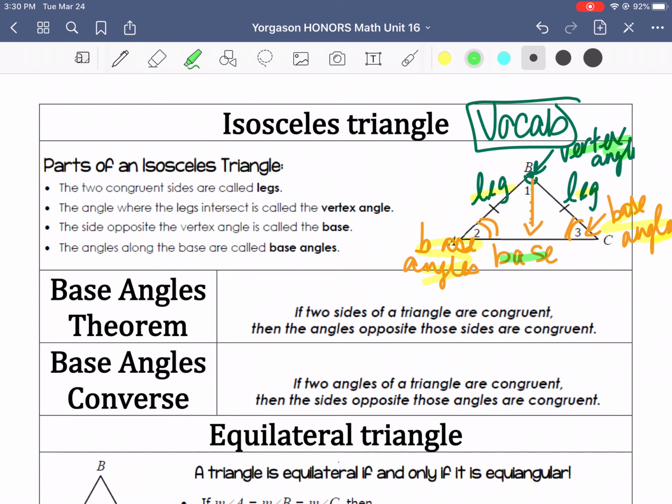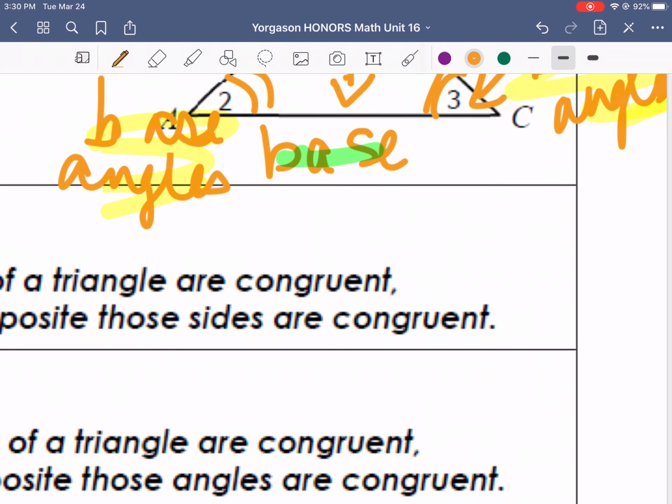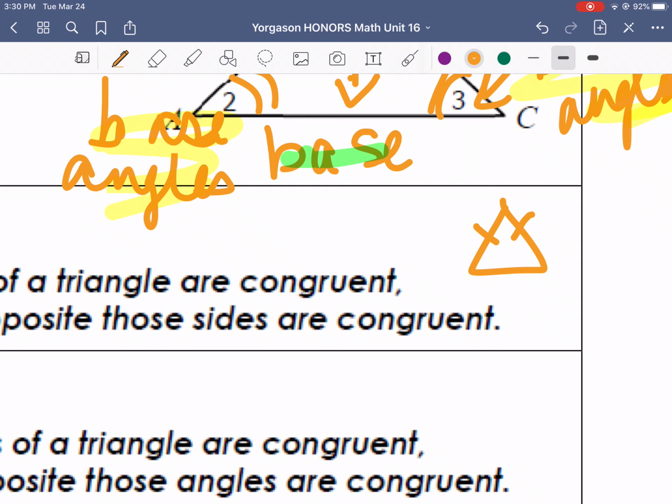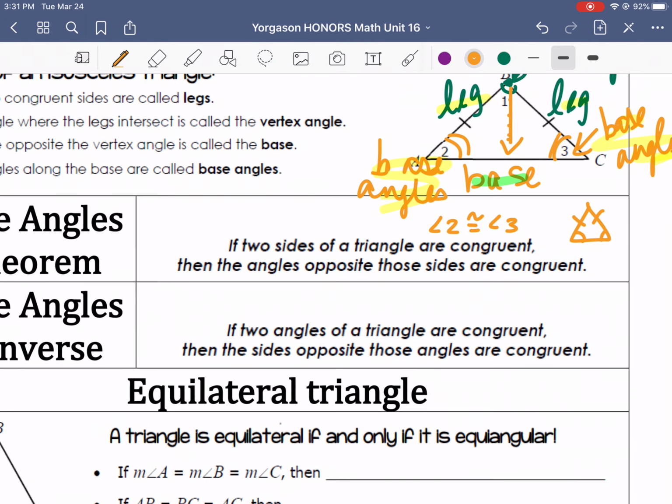Okay, a couple of cool things that, like I say, I can't prove, but I can tell you about, and I think that you can intuitively take them. If two sides of a triangle are congruent, then it's isosceles, then the angles opposite those sides are congruent. So they're saying if you have a triangle with congruent sides, then the angles that are across from those sides, so like here's a cross, those angles are congruent. Okay, so in our picture, angles 2 and 3 are congruent. Our picture up above.